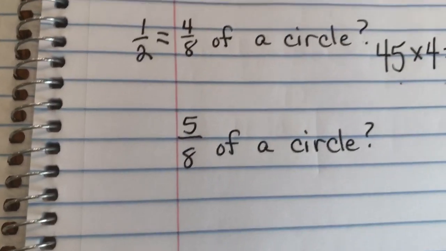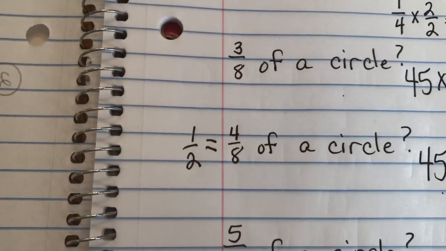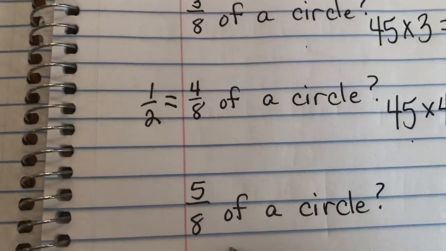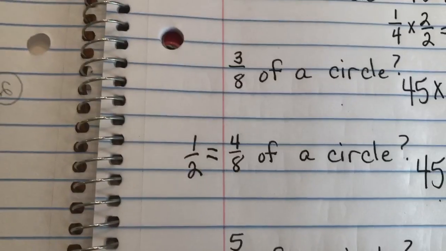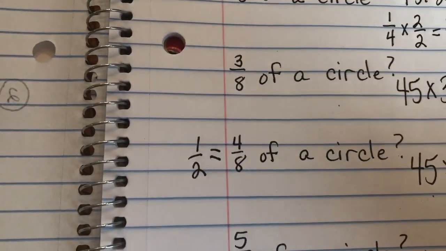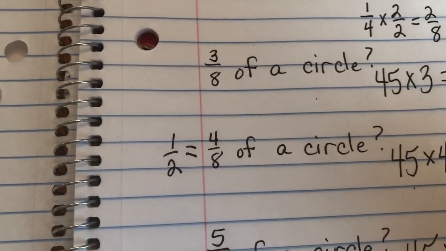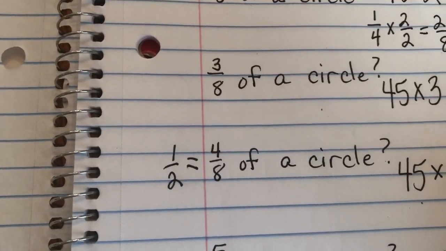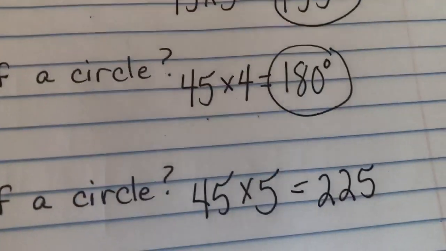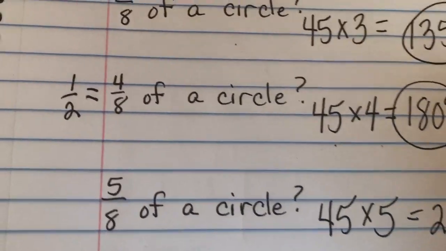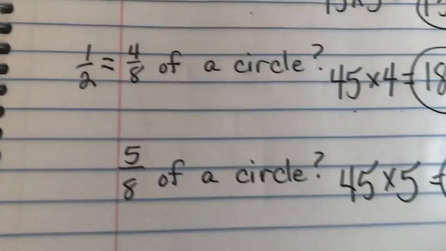Now you could keep going here, boys and girls. 5/8 of a circle. Once you know the unit was 45 for 1/8, now you multiply that by 5, and you would get 225. Add your label, and that would be your final answer for 5/8 of a circle.